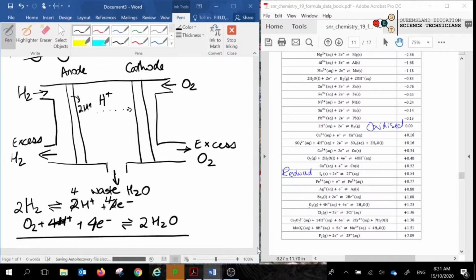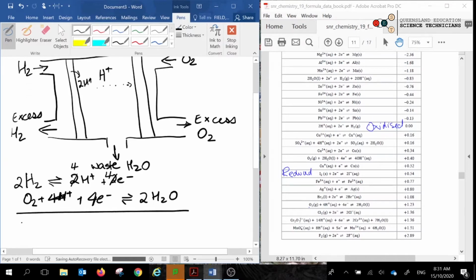And my total reaction is my 2 hydrogens plus my oxygen gas. And then my hydrogen ions also balance out. So I've got 4 as products and 4 as reactants, so they will not appear in the net equation. And then I have a product of 2 water, which is my waste that comes out here.